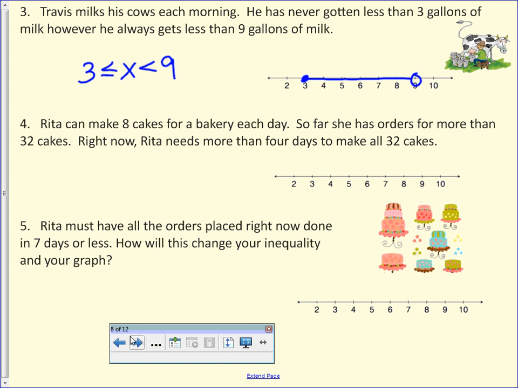Rita can make 8 cakes for a bakery each day. All right, well, that's just a fact. That's not what we're going to plot. So far, she has orders for more than 32 cakes. All right, that's just a quantity. Right now, Rita needs more than 4 days to make all 32 cakes. Now, I don't like this question. It's a little misleading. Are we plotting the 32 cakes or more? No. Or the 4 days or more? Yes. We know it's the 4 days or more because they gave us the number line already labeled.